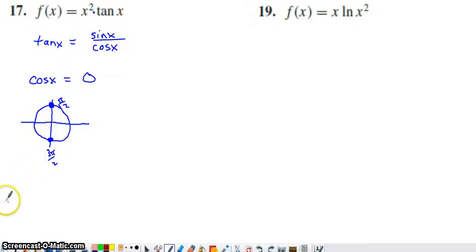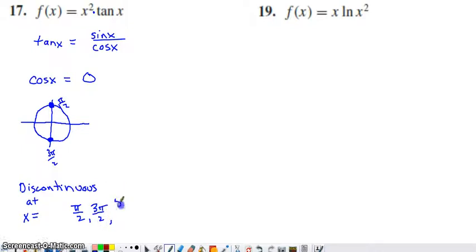So the places where our function is discontinuous, or the places where cosine of x equals 0, would actually be an infinite number of them. We have pi by 2 as the first one we noticed, 3 pi by 2 as the next one, 5 pi by 2 as the next one, 7 pi by 2, 9 pi by 2. I'm just going to write, all right, we've started a pattern, dot, dot, dot, pattern continues.